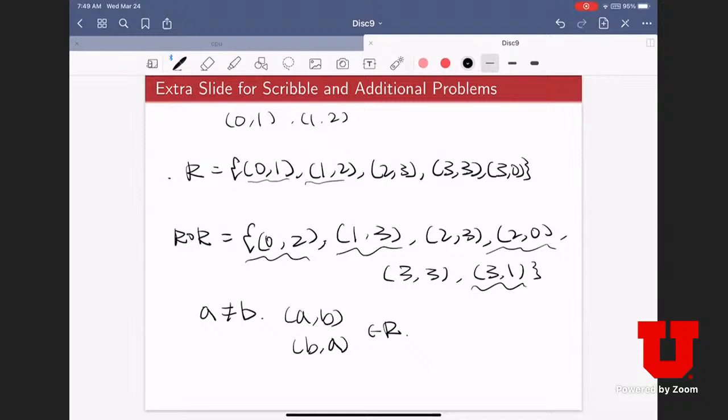But it is not symmetric either, since we don't have 3, 2. So Rfr is not antisymmetric. And it is also not symmetric.